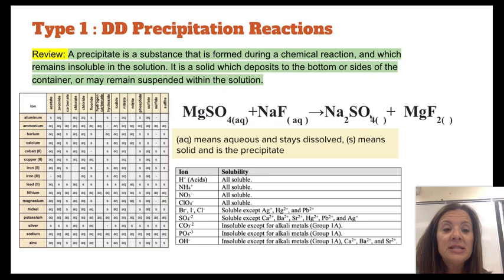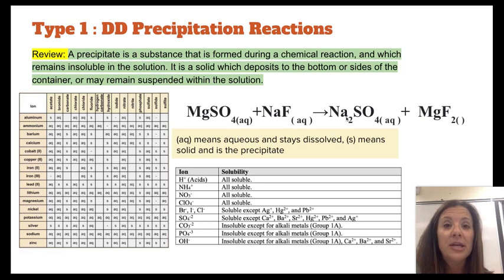Sodium sulfate, let's take a look. Let's use this chart. Is this soluble when a new product is made? Will it stay dissolved in solution, or will it cause a precipitate to form? So what we do is we take a look. Here's sulfate. Everything is soluble except for these ions. So this falls in the category of being soluble, so we'll write down AQ.